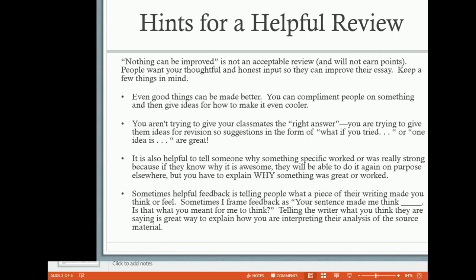Sometimes helpful feedback is telling people what a piece of the writing made you think or feel. It's reflecting it back to them. Sometimes I frame feedback as, your sentence made me think blank. Is that what you meant for me to think? So this is a great way to tell your reader what you think they're saying and explain how you're interpreting their analysis of the source material. So this last point might be especially helpful as you're trying to give somebody feedback on the effectiveness of their analysis.